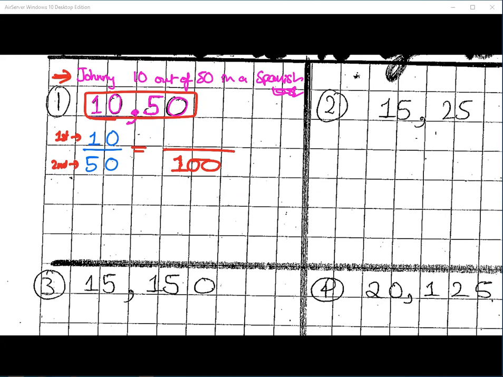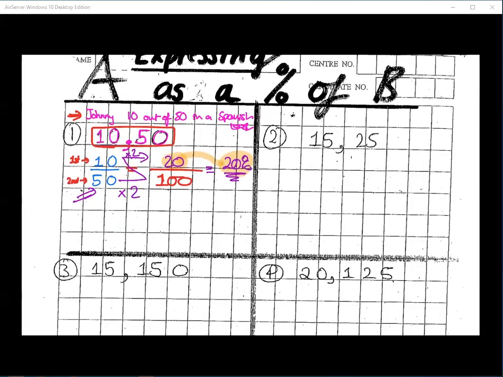How do we go about doing that? You have to do what you did to the second number to the first number. So we start at the bottom. 50 becomes 100 by doing what? Times it by 2. And what we do to the bottom, we must do to the top. So that gives us 20 over 100, which gives us 20%. So this is the top number that we read off from the fraction to give us our percentage answer.